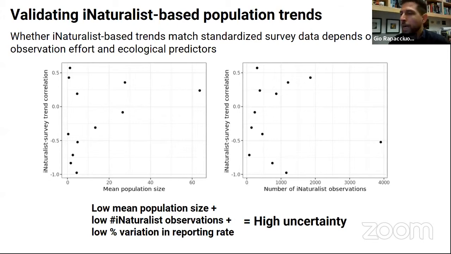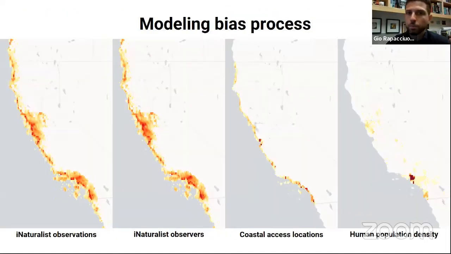Those things all matter. And so for the purpose now, we're starting to detail a picture, but in general, there's a high uncertainty in the iNaturalist-based picture if the species you're looking at has a low mean population size in nature and has a low number of iNaturalist observations. And if the variation in the reporting rate that we show you online is low, then there's perhaps not the need to read too much into it.